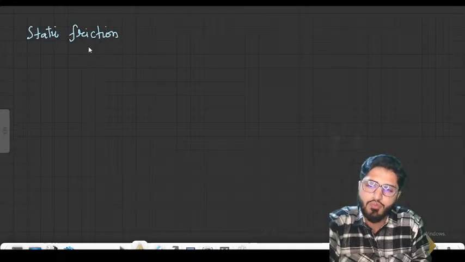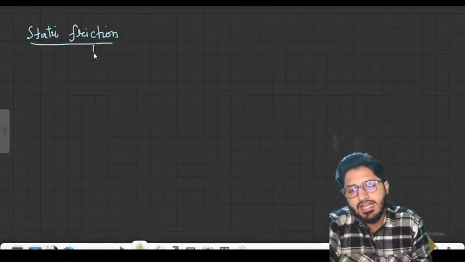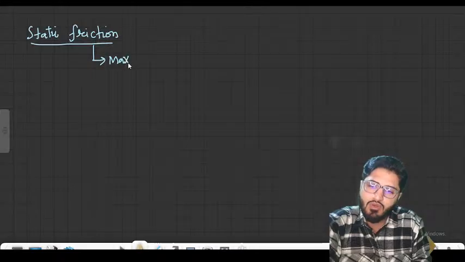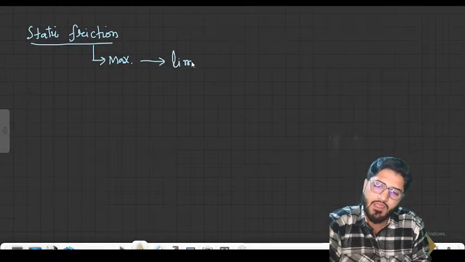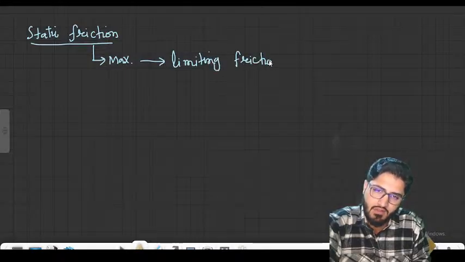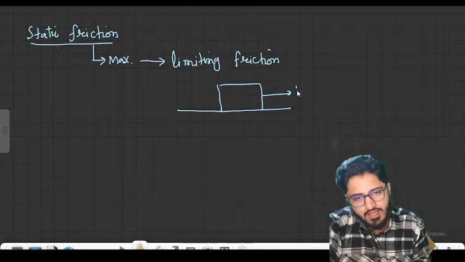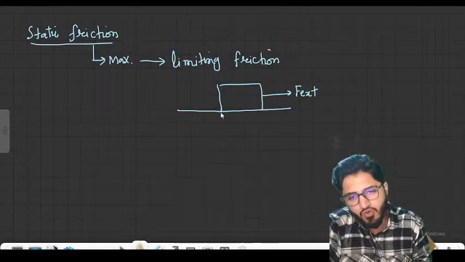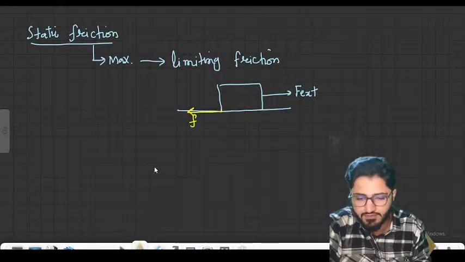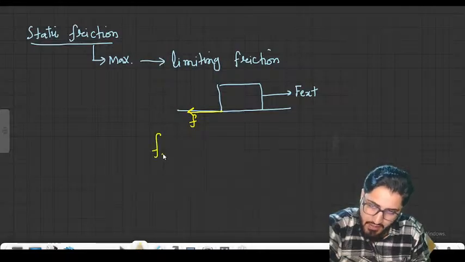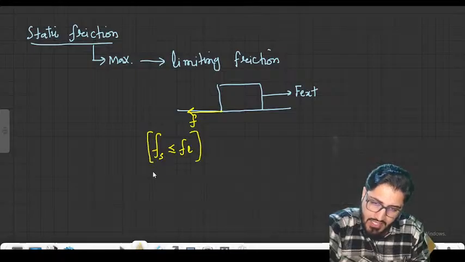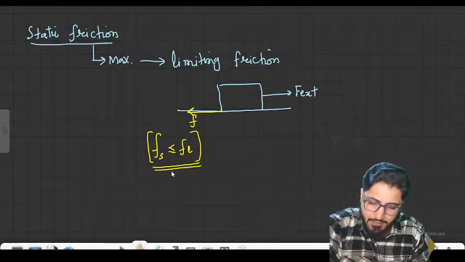In static friction, no movement will be there. The maximum value of static friction is known as limiting friction. If there is a box and you are applying some external force F, static friction will oppose it. So static friction will be less than or equal to limiting friction.